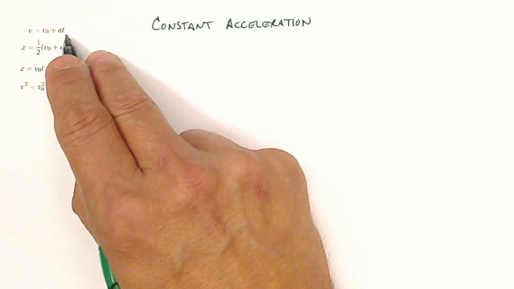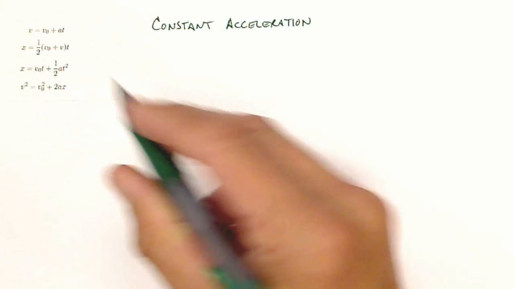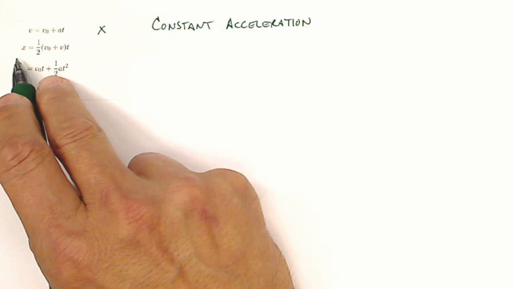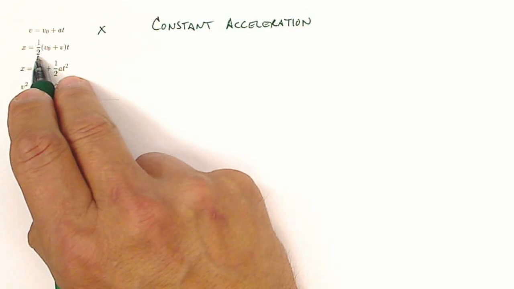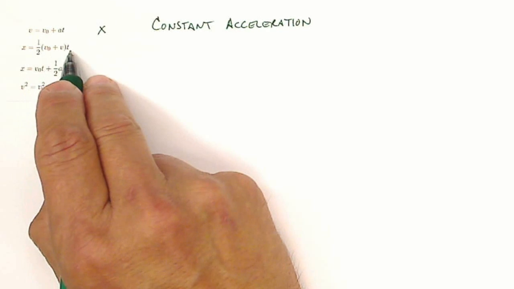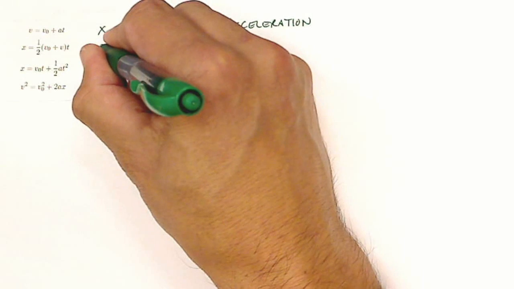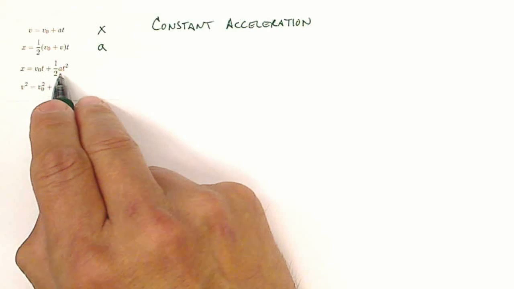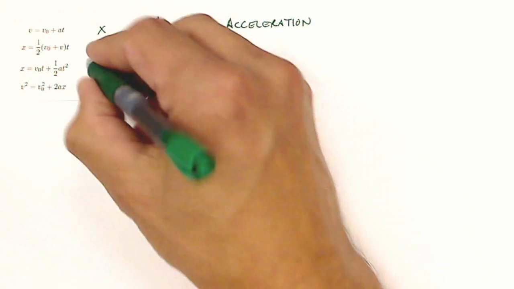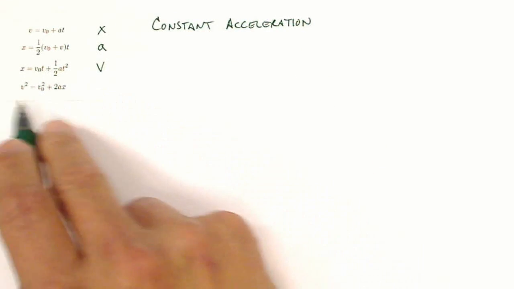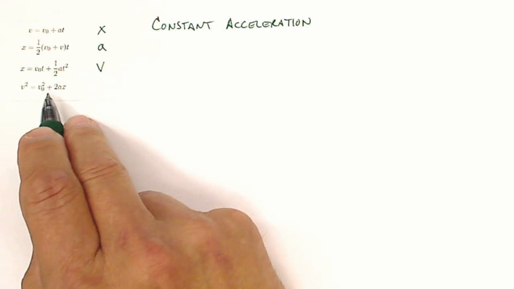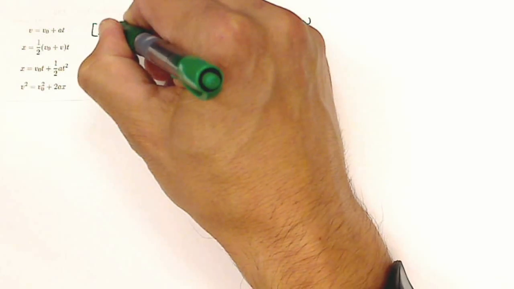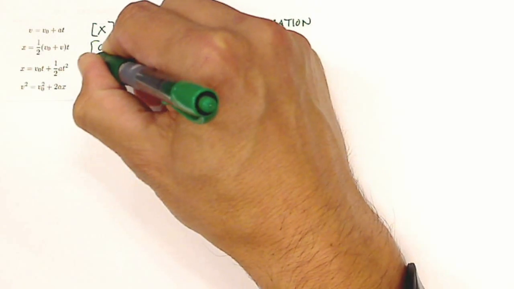This first equation, v is v0 plus at, does not have position in it. This second equation, position is 1/2 of v0 plus v, or average velocity, times time, does not have acceleration in it. My third equation, position is initial velocity times time plus 1/2 acceleration times time squared, does not have final velocity in it. And my fourth equation, v squared is v0 squared plus 2ax, does not have time in it. So each one of these equations is missing one of the key variables.